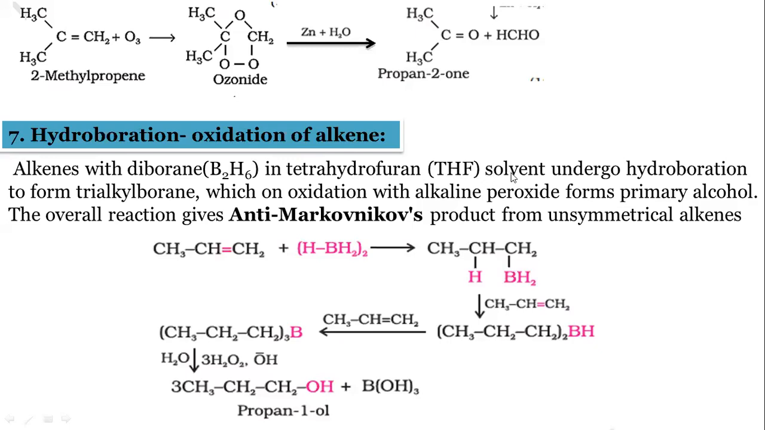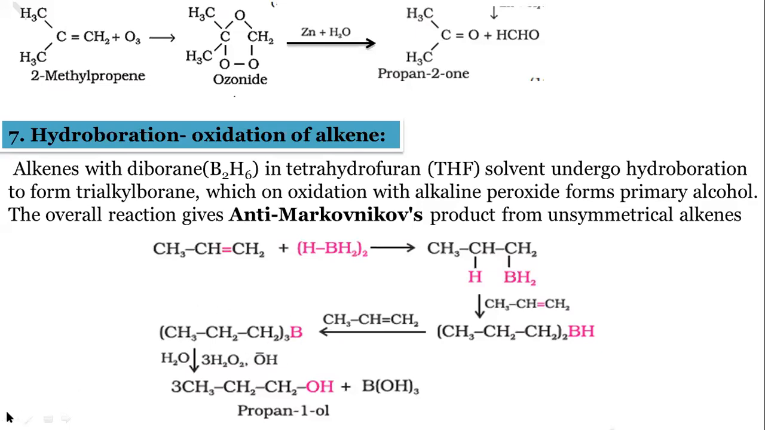It is a solvent. So in this solvent, alkenes undergo the hydroboration reaction. Hydro and boration mean hydrogen and boron are there. This is a compound of hydrogen and boron. That's why it is called hydroboration. Diborane, because two boranes are there, to form trialkyl borane. See here, trialkyl. Trialkyl borane is formed. It means when alkene reacts with diborane, the first product we get is trialkyl borane.